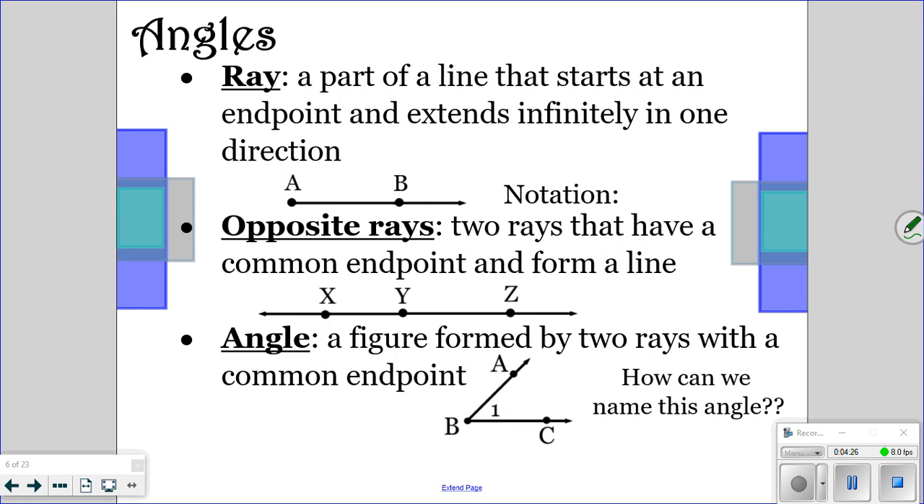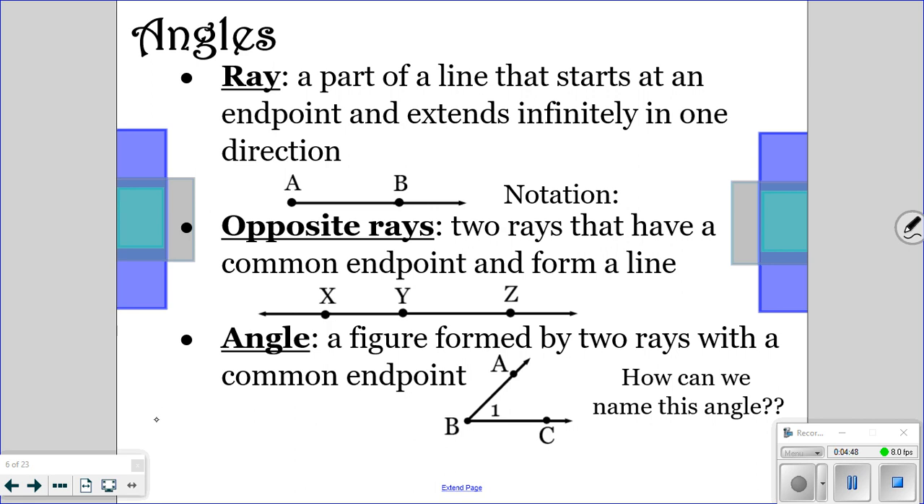For an angle, that is a figure formed by two rays with a common endpoint. So we have a ray here, BA, and then we have the ray BC. And together they make up the endpoint. So how can we name this angle here? Well, there are a bunch of different ways we can name it.